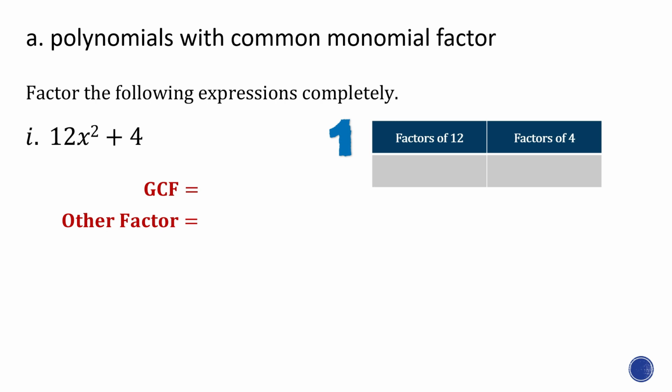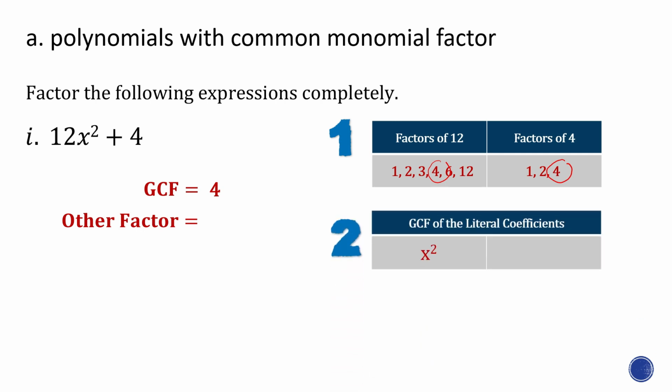Factors of 12 are 1, 2, 3, 4, 6, and 12. And of course, we know that the factors of 4 are 1, 2, and then 4. Now, among those factors, we need to find the largest or the greatest common factor, and we're looking at number 4, right? That's the GCF. So 4.